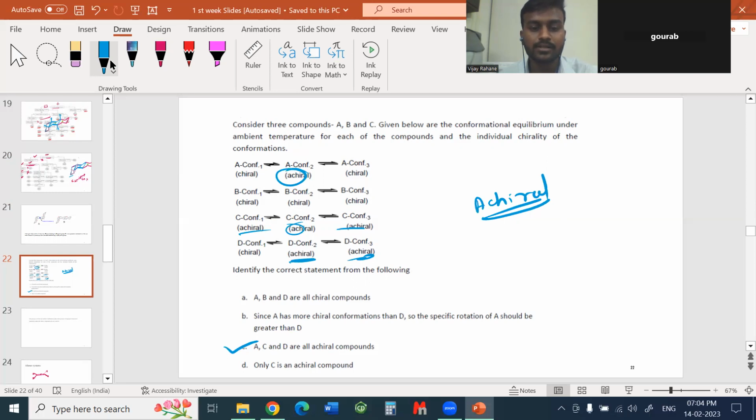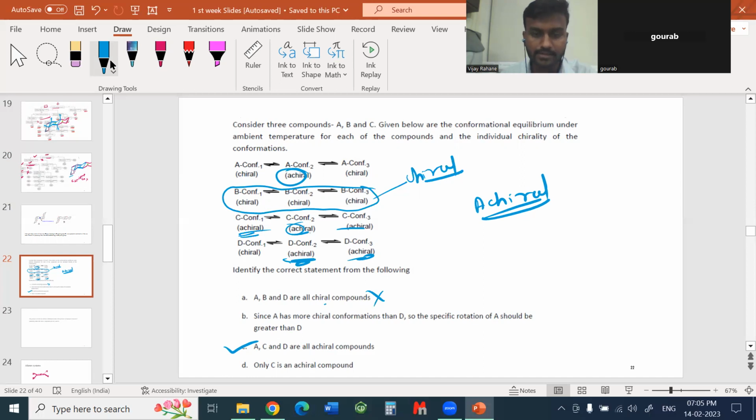So which is the correct statement? A, B, C, D all are chiral compounds. This is a wrong statement, since it has achiral molecule conversion. Only the B compound, we can say, is a chiral one, since it doesn't have any achiral conformation in equilibrium. Here also achiral conformations are there. In the case of the D molecule also an achiral conformation is possible. So it's a wrong statement.